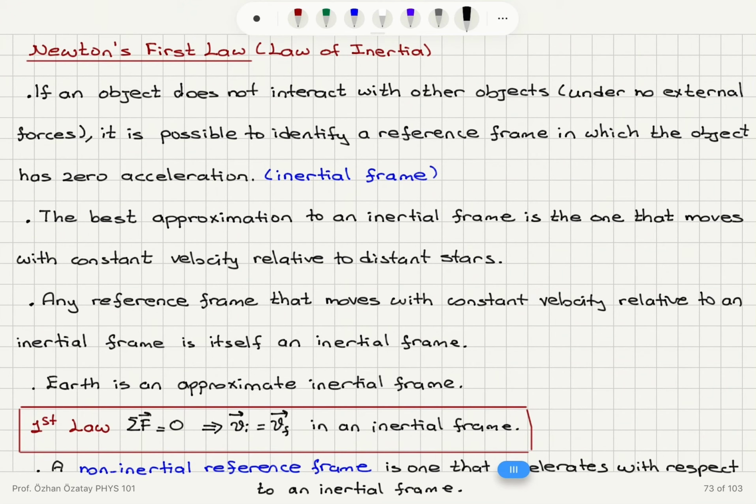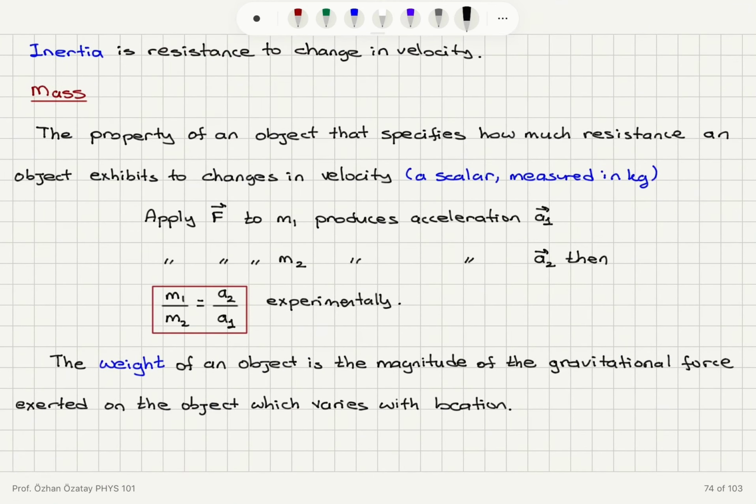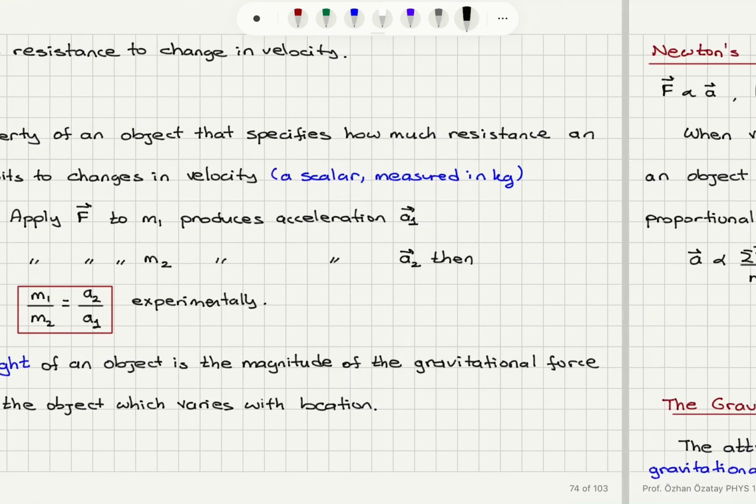Okay, so to summarize, we have talked about Newton's laws of motion. The first law says, from an inertial reference frame point of view, that is a reference frame in constant velocity motion with respect to distant stars or with respect to another inertial reference frame, if the net force acting on the object is 0, its velocity doesn't change. It's a constant. If it's at rest, it will remain at rest. If it's moving with constant velocity, it will keep its motion with constant velocity. We have defined mass as the inertia, or resistance to change in velocity.